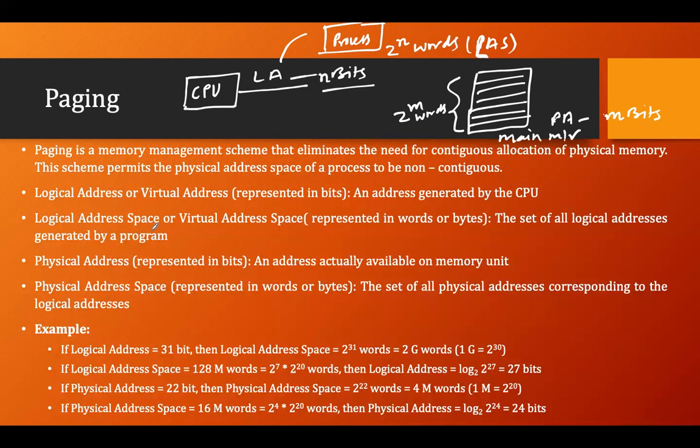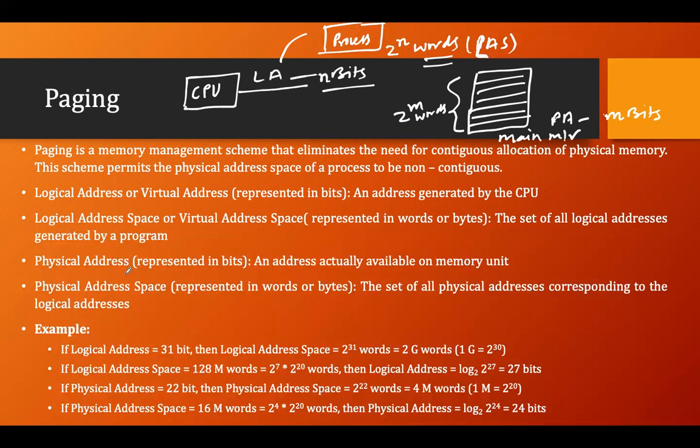Logical address space or virtual address space represents, in words or bytes, the set of all logical addresses generated by the program. So the program or the process generates the address, which is called the logical address space. The CPU generates the address, which is called the logical address.